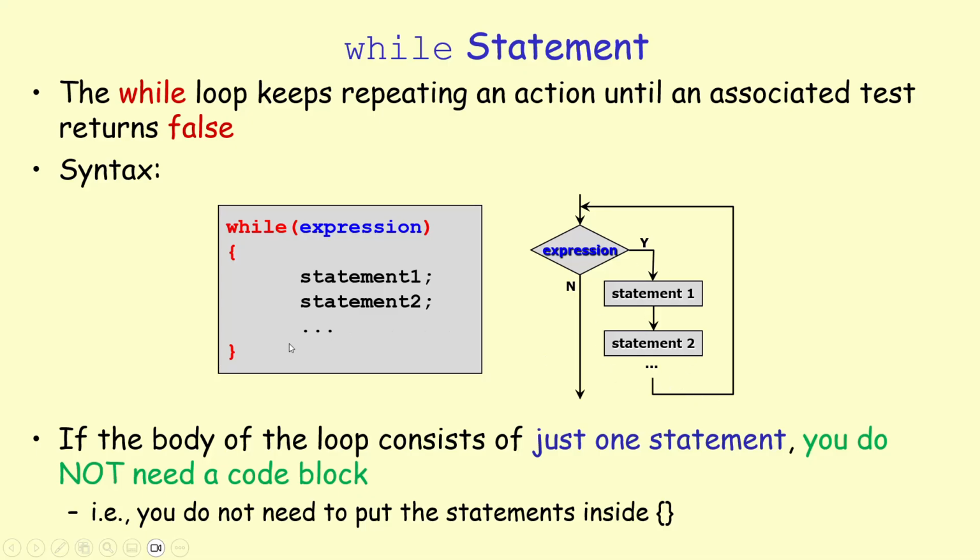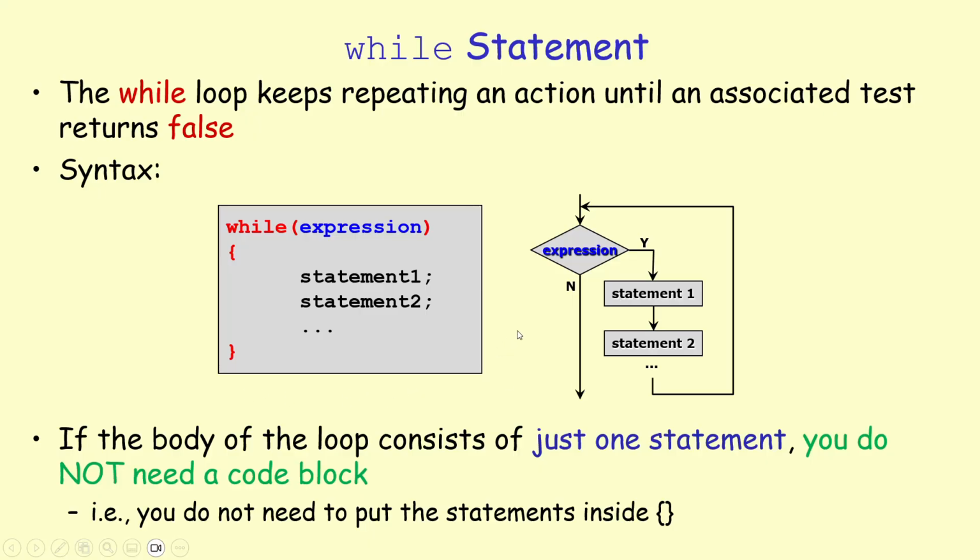Then when we reach the end of the while loop, the control goes back to the beginning of the while loop and re-evaluates the expression. So again, as long as the expression is true, we evaluate all the statements within the while loop. As soon as the expression becomes false, then the while loop terminates and we continue with the next statement after the while loop.